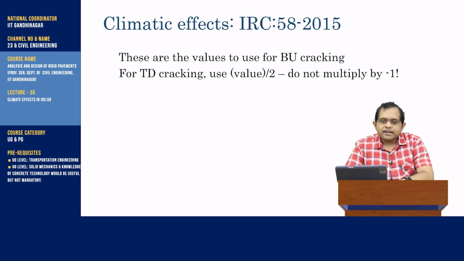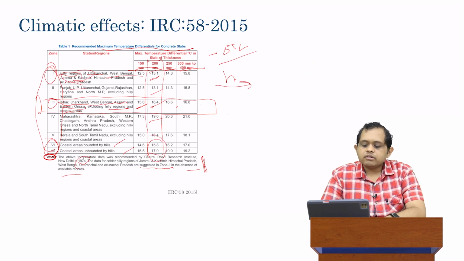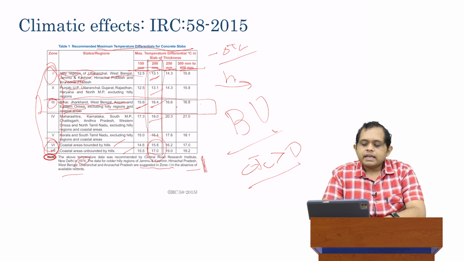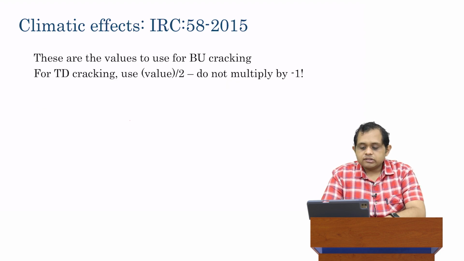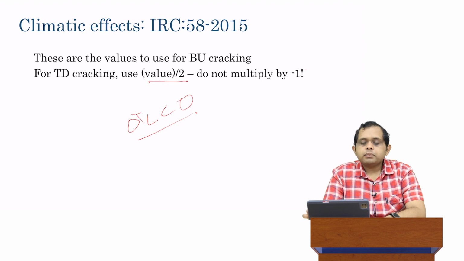Now, one thing, just this slide I skipped, I wanted to finish this. These delta T values which are recommended, these are for bottom-up cracking. So that is when delta TL is greater than 0, these are the values to be recommended. If, however, you have top-down cracking, that is delta TL is less than 0, the recommendation is that you should use the same values in this table divided by 2. Do not multiply by -1.